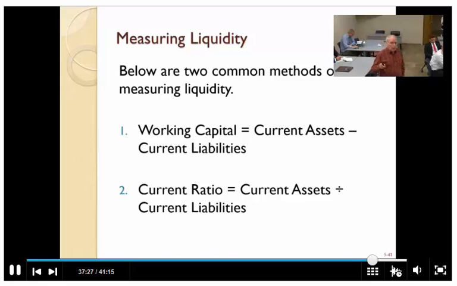So working capital is simply the absolute amount of current assets minus current liabilities. And a company has a healthy situation when its current assets are greater than the current liabilities. The idea is that current assets are available to pay your current liabilities. The current ratio is current assets divided by current liabilities. Ratios are helpful when you're comparing companies of different sizes. Okay?